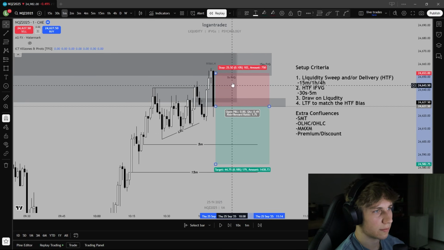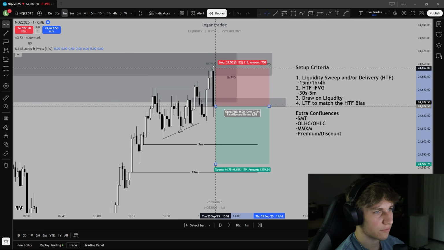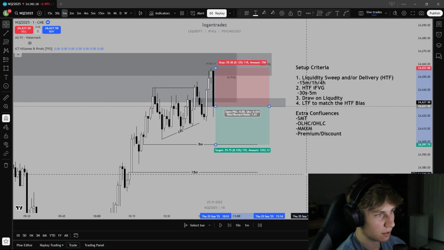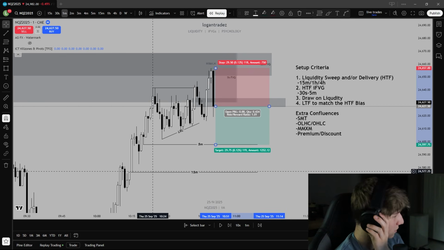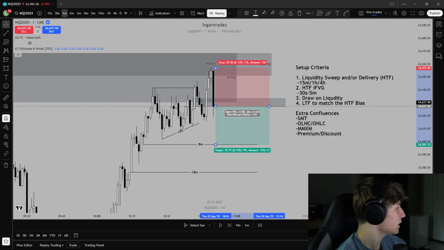Now with the second one, I was like, all right, whatever. Go ahead and look for this. Now with this one, I didn't have to target the 15-minute. This one I could just target this 5-minute for 1R. And I'm pretty sure. Okay.